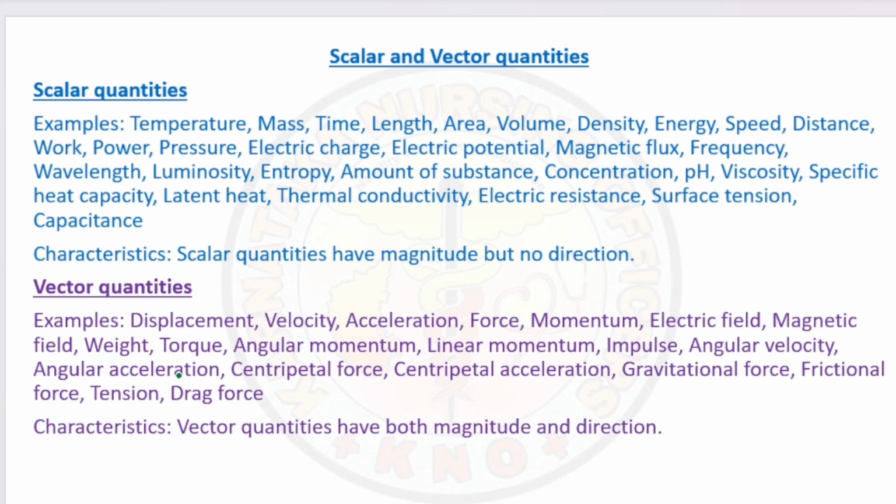And what are vector quantities? The quantities which have both magnitude and direction. Such types of quantities are called vector quantities. So for your extra information, I have provided some quantities which are scalar and which are vector. You can take a screenshot.